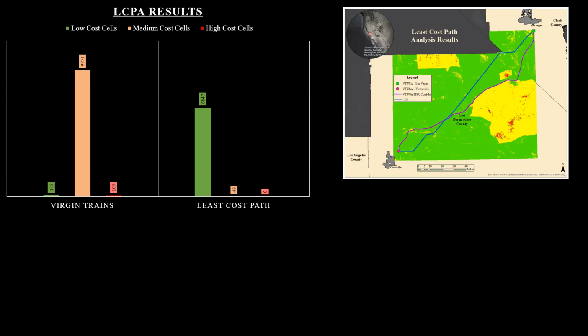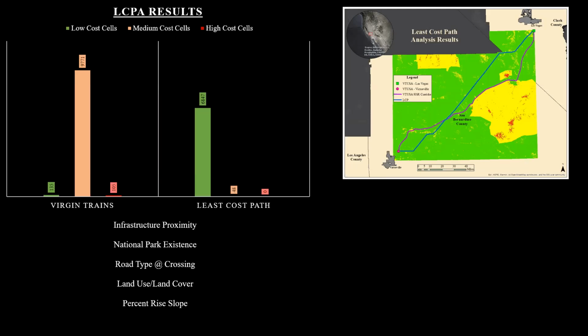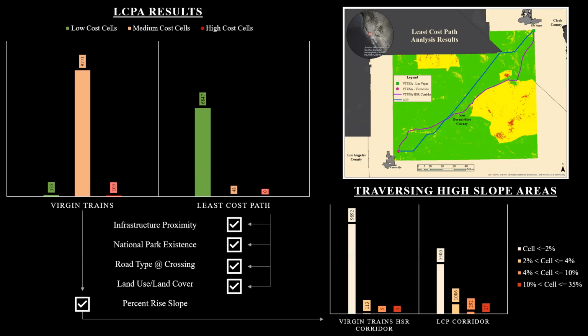However, it is interesting to note that when the extract by mask tool is run on the same two corridors using the individual cost surfaces of each subcriteria, the only categories that the LCP totally wins out on are the infrastructure proximity and national park existence categories. The LCP is marginally better in the land use and road type subcriteria categories, but the slope category indicates that the Virgin Trains corridor is more suitable. This I primarily attribute to the AHP pairwise comparison matrices and the development of similar criteria weights, of which received a consistency ratio of 24%.